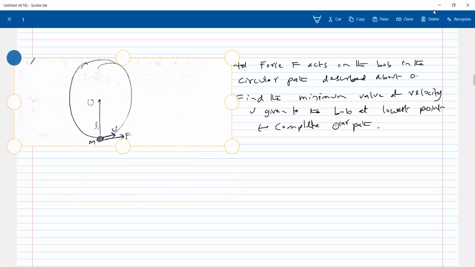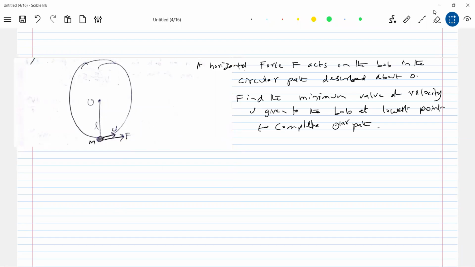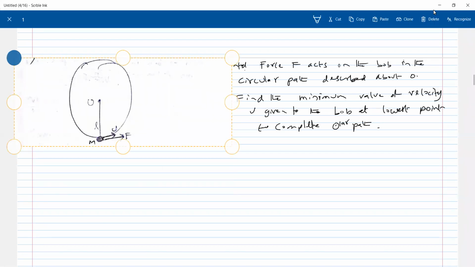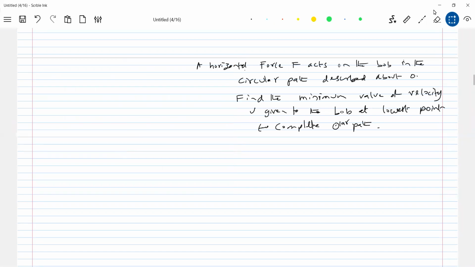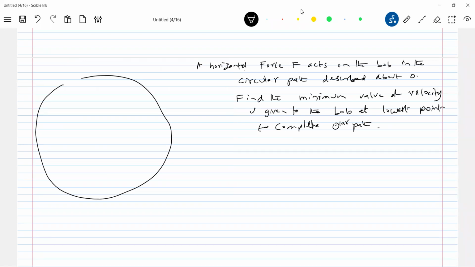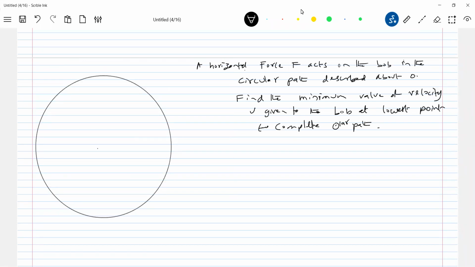I will take this out so that it will be easy for you. Look at the diagram also. I'll give a better diagram. Now for the bob, what happened? We are giving a velocity, so let this be the length. At all the positions, a tangential force, a horizontal force F, will be acting. So what minimum horizontal velocity should you impart to the bob so that it will complete the circular path?